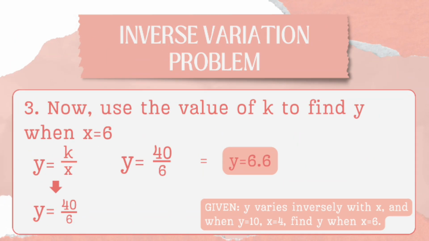Number 3. Now, use the value of k to find y when x equals 6. y equals k over x turns into y equals 40 over 6. 40 divided by 6 is equal to 6.6. So, our y is equal to 6.6.